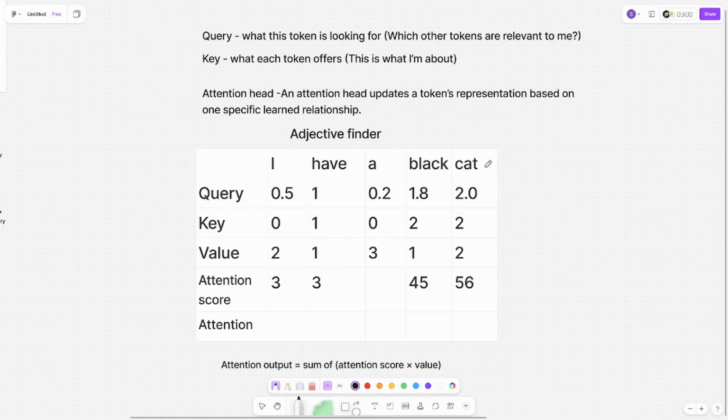So let's try to calculate the attention of the word cat. The first thing it does is try to find out what all the other tokens are that are most relevant to the token cat. This is done by taking the query of cat and multiplying it with all the keys of all other tokens. In this attention head, the goal is to find the adjective of a certain token. And as you can see, the adjective of cat has a higher attention score compared to all the other values.